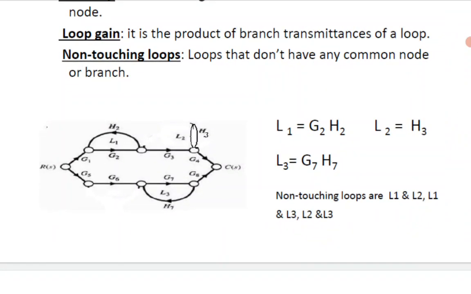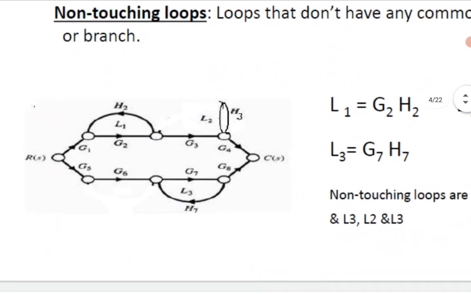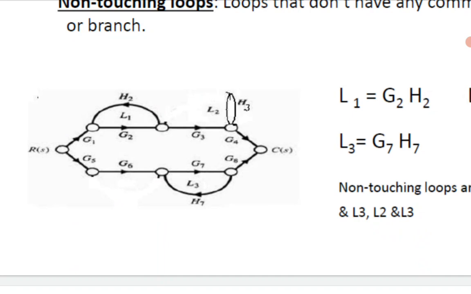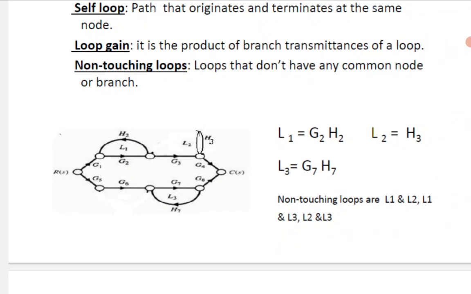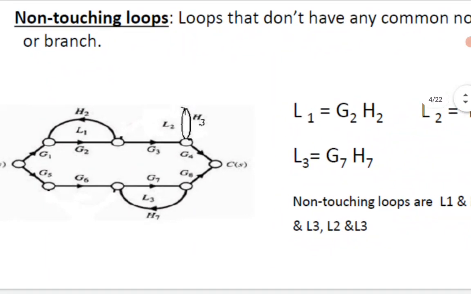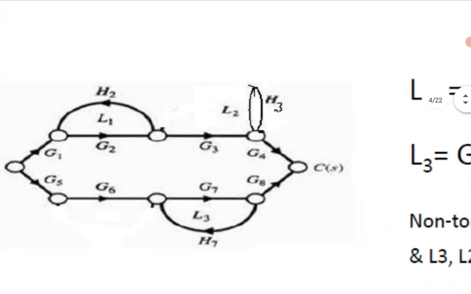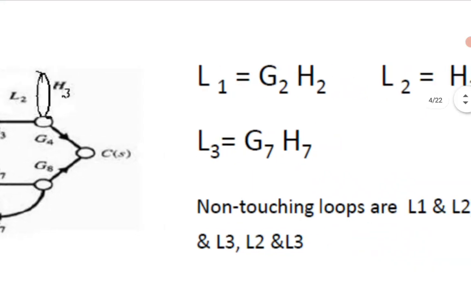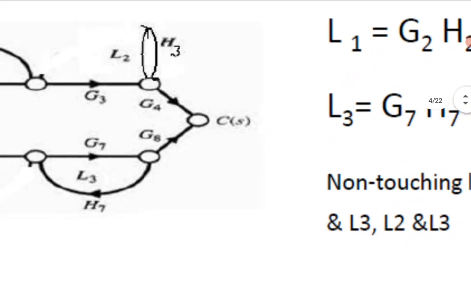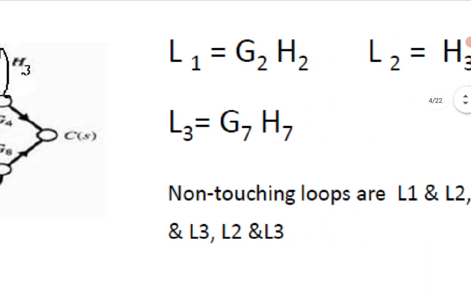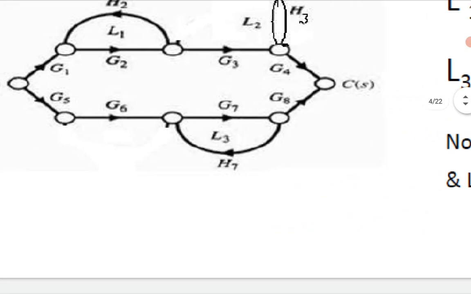See, the compact SFG has been shown on the left hand side, and here R of S is the actual input node and C of S is the actual output. In that scenario, how can I determine the loops and non-touching loops? Here, the loops are: L1 is equal to G2 H2, very prominent. Then L2 is H3, that is my self loop. L3 is G7 H7. So three prominent loops are available.